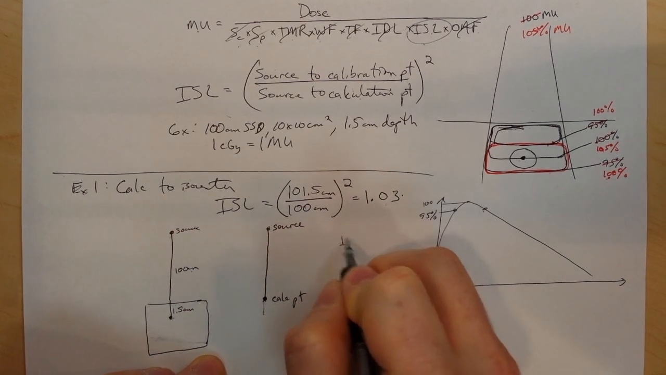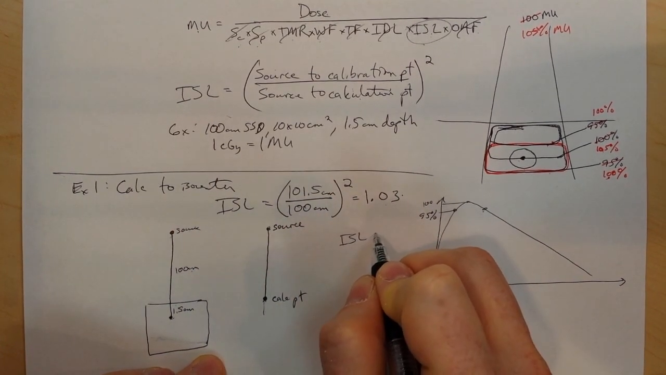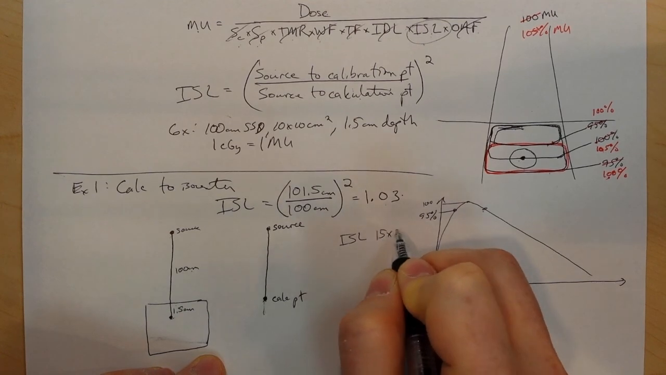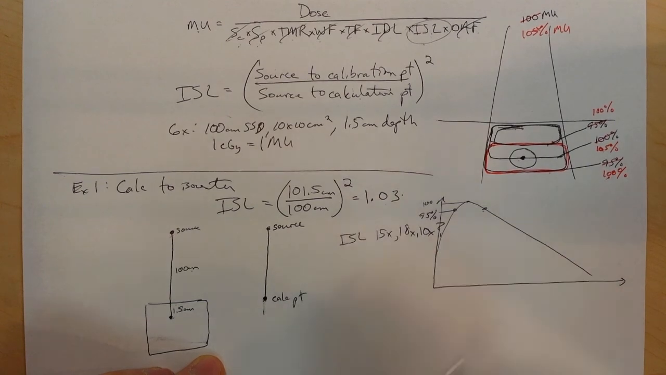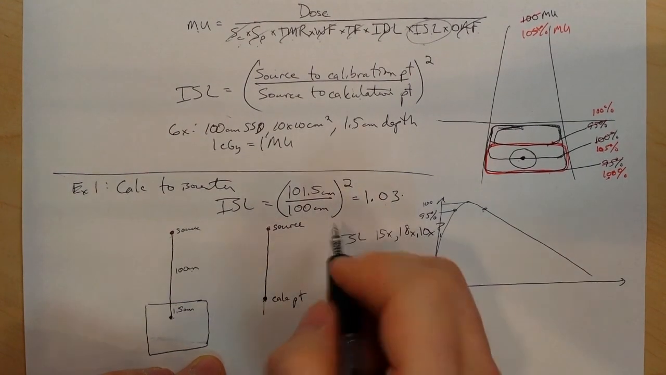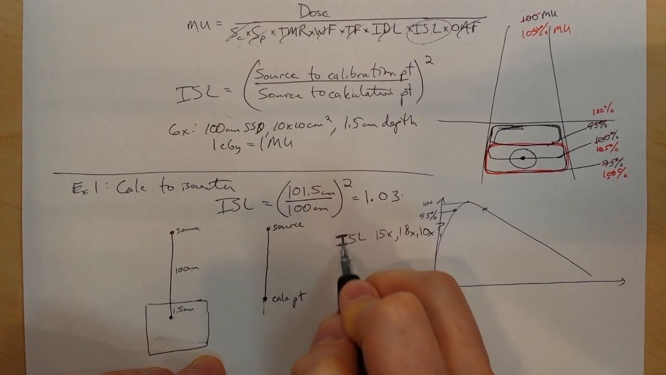What is the inverse square law for 15x, 18x, and 10x? I encourage you at your facilities to look this up and go ahead and calculate that.